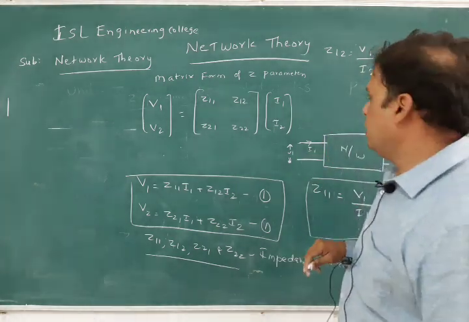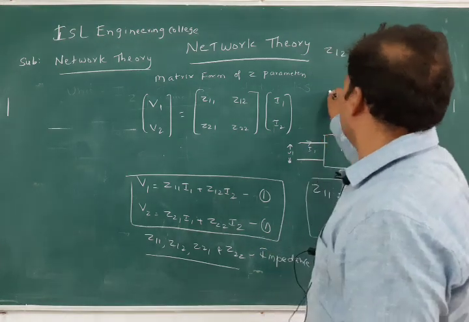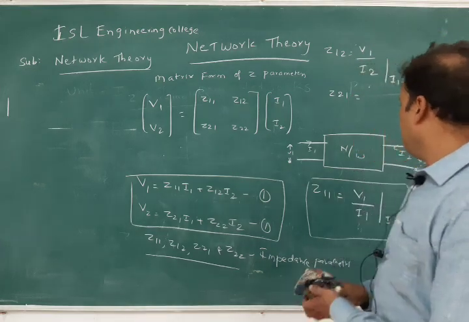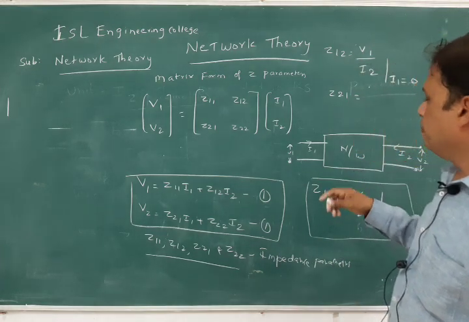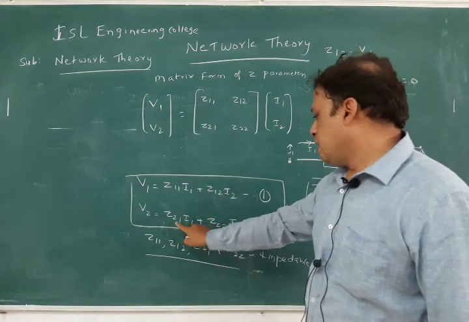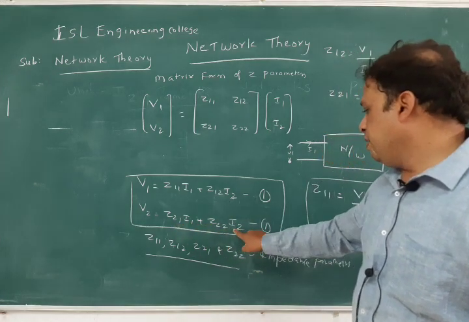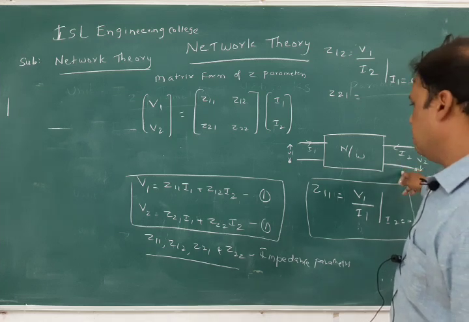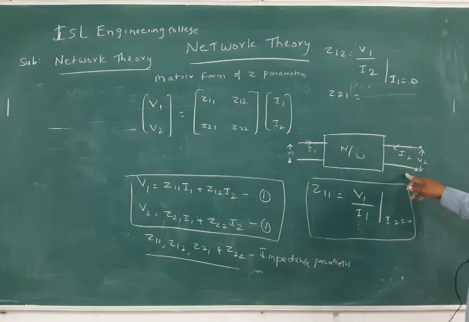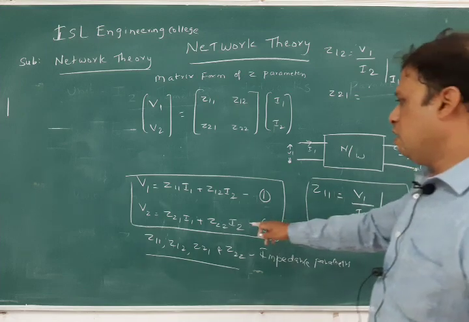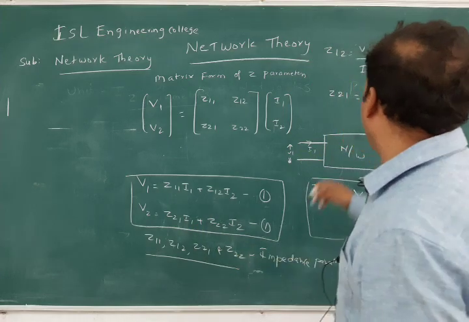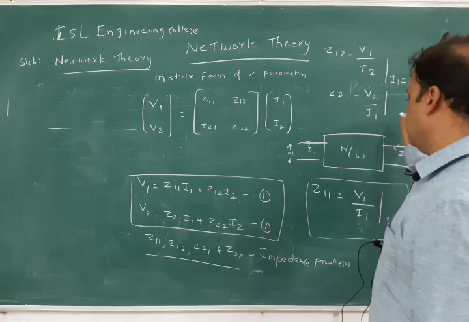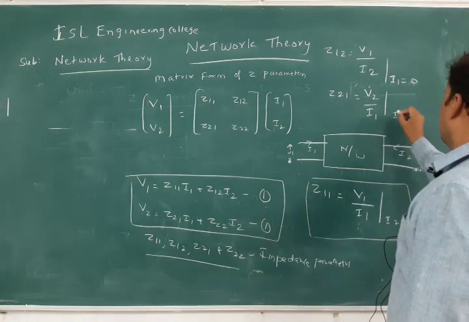Next, coming to the other one, here you have Z21. How to find out the Z21 parameter? Now, to find Z21, I2 should be 0. That means this port is open circuited here. So open circuited here means you get Z21 equals V2 by I1 at I2 equals 0.